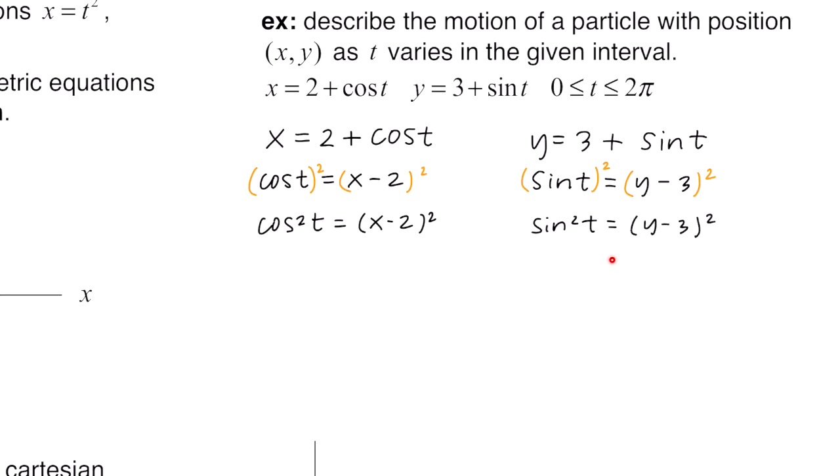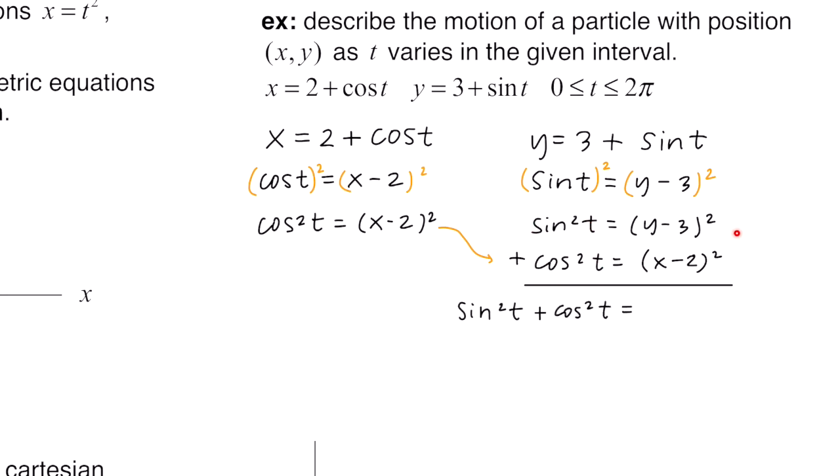All right, and next we're going to bring this equation down here so that we can add the two equations. And again, we're adding the equations vertically, so on this left side we're going to have sine squared of t plus cosine squared of t. And then on the right side we're going to have these two expressions, so we'll have x minus 2 quantity squared plus y minus 3 quantity squared. And then at this point we have over here the Pythagorean trig identity that sine squared of t plus cosine squared of t equals 1. So we can set this part of the equation equal to 1. So here's our final Cartesian equation. We have x minus 2 quantity squared plus y minus 3 quantity squared equals 1.